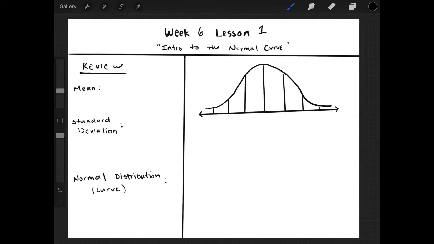Alright guys, here we go. This is us moving on to week 6. We're still in this idea of statistics. This is kind of giving you a basic idea of a bunch of different types of statistics for this week.